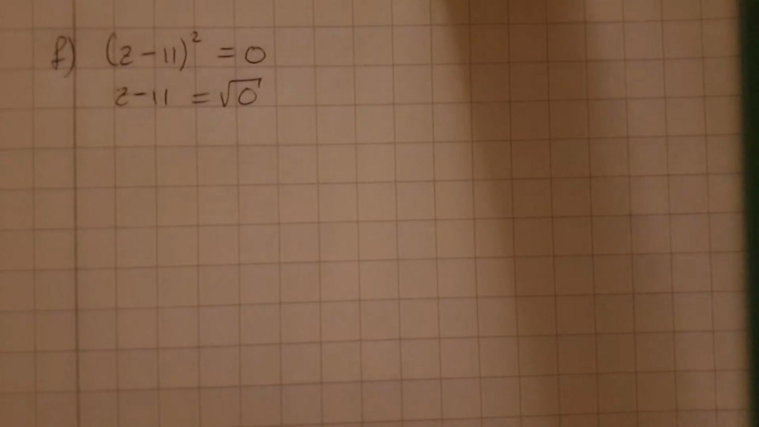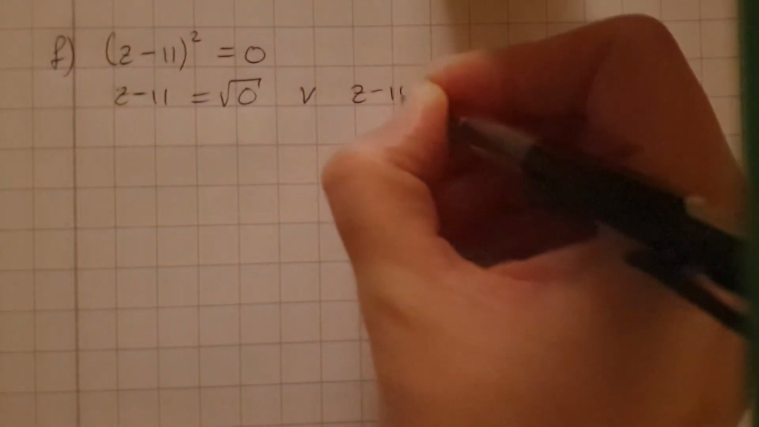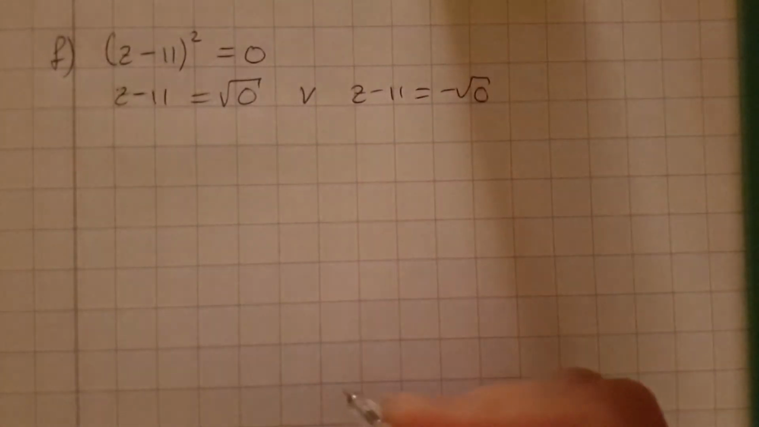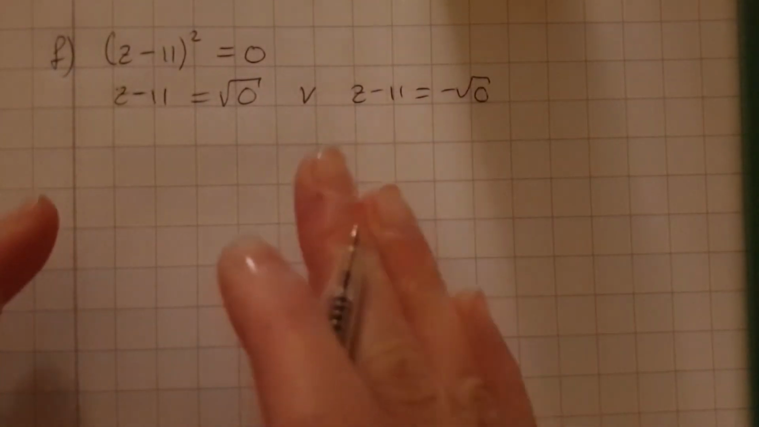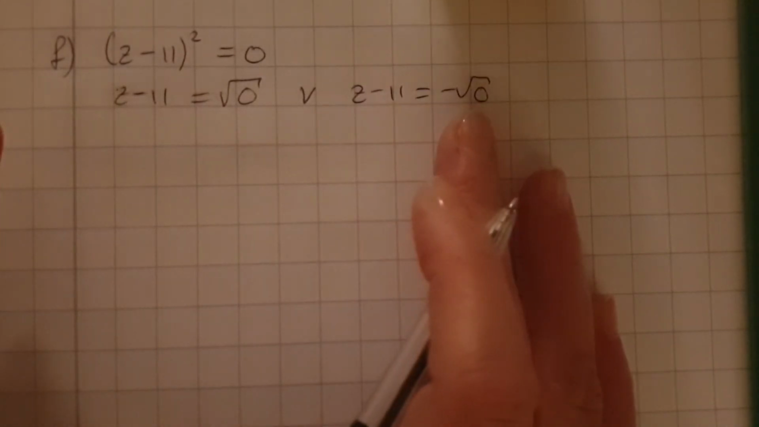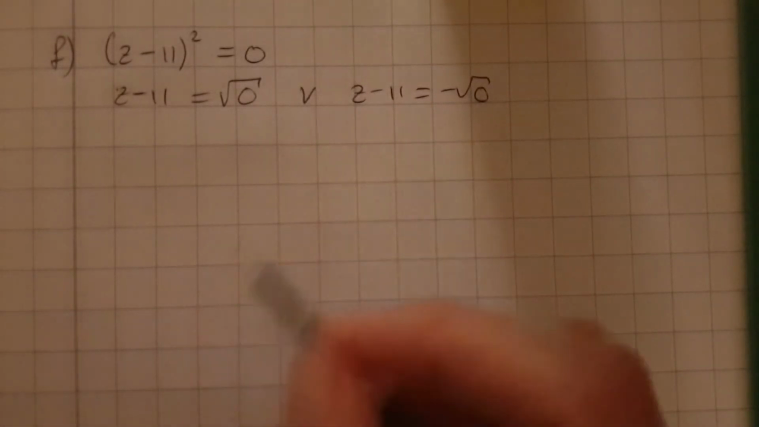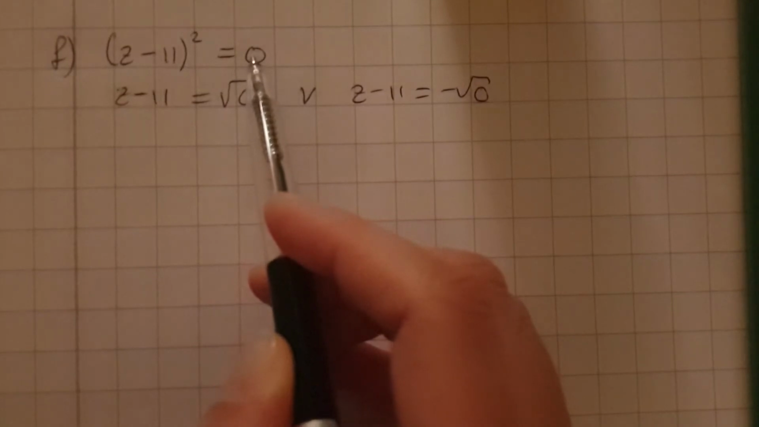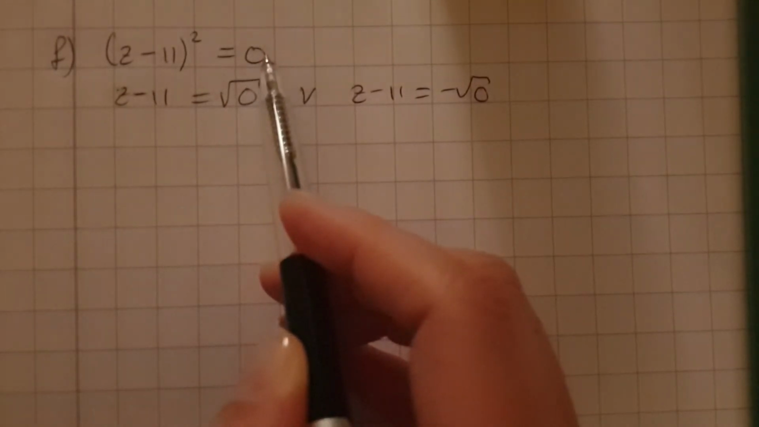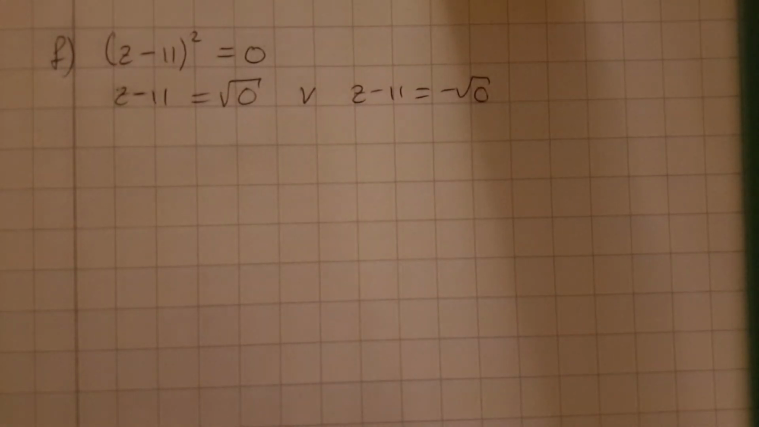Then on the other side, I also do the square root, so the square root of 0. When you do the square root, you also do the minus. So, or z minus 11 is minus the square root of 0. You always have to write that down. In this case, it doesn't make any sense because the square root of 0 is 0, and minus 0 doesn't exist. So there's only one solution in this case. But sometimes you have another number here, for example 16 or 25 or 36. And then you have to do the or and then minus the square root, okay?